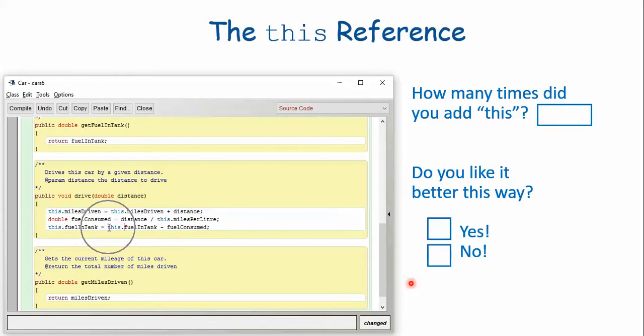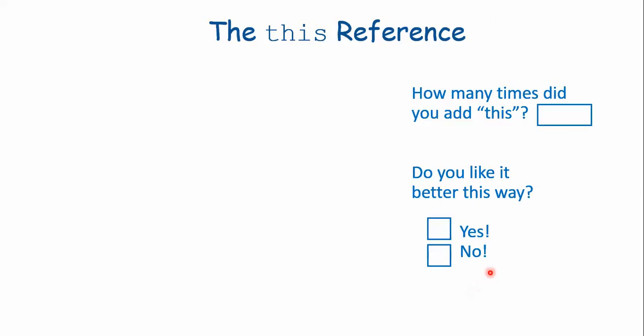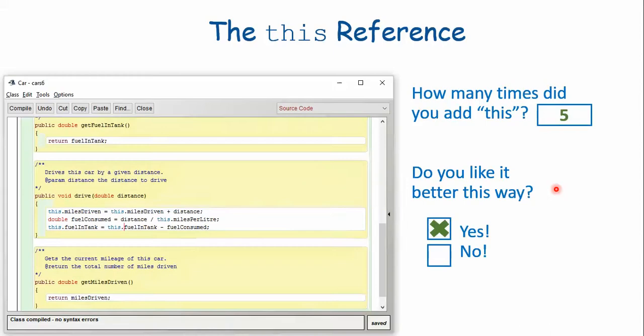Okay, let us compile it. Let's see whether it gives any errors. No errors. So how many times did we add this? 5 times. And do you like it better? I will say yes. Why?